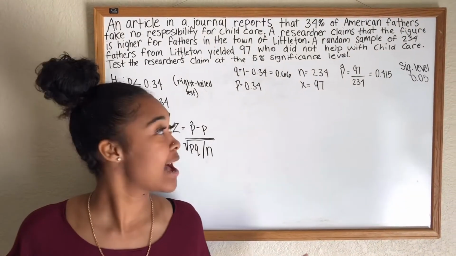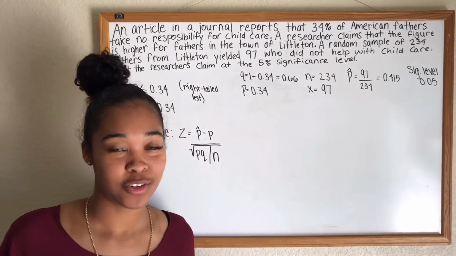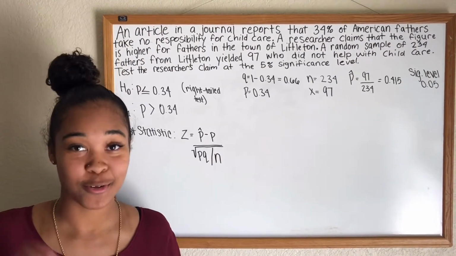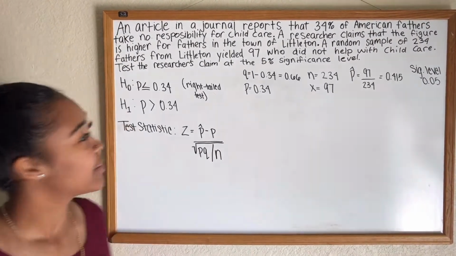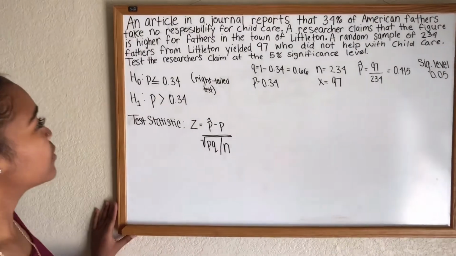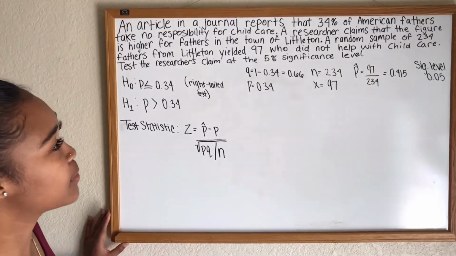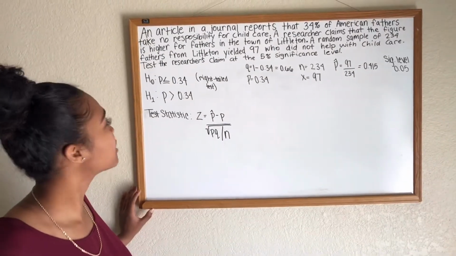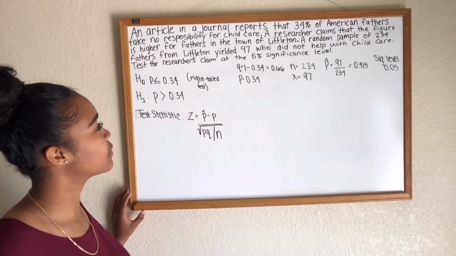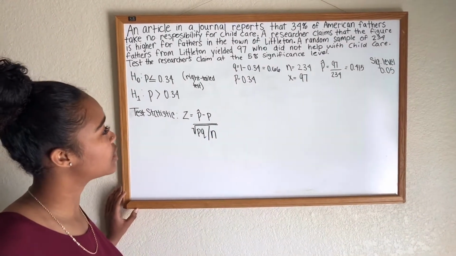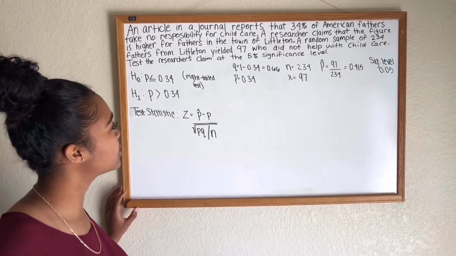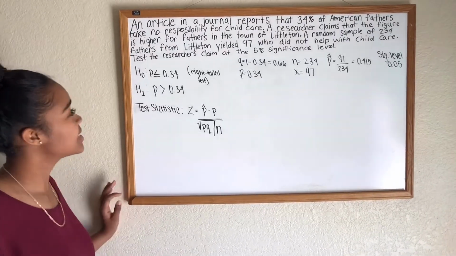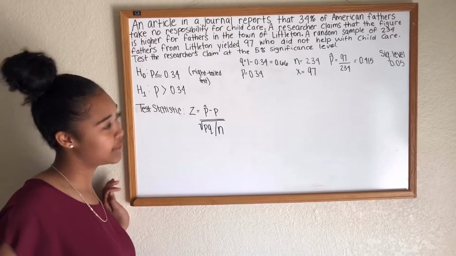Okay, and now I have an example here to show you how to determine and find the p-value, the test statistic, the critical value, and the conclusion. Okay, so my example says, an article in a journal reports that 34% of American fathers take no responsibility for child care. A researcher claims that the figure is higher for fathers in the town of Littleton. A random sample of 234 fathers from Littleton yielded 97 who did not help with child care. Test the researcher's claim at the 5% significance level.